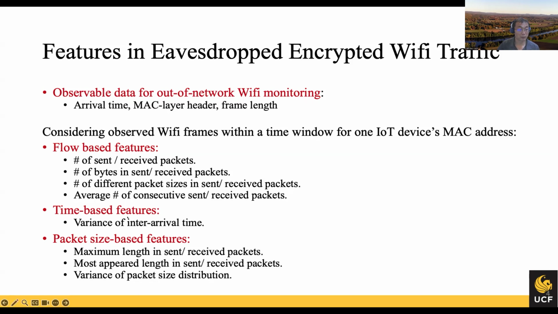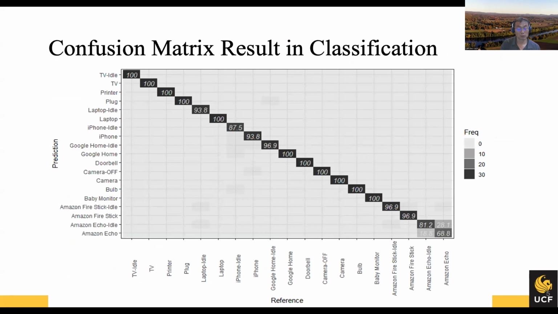Time-based features like the inter-arrival time are very important. And packet-size-based features: the maximum length in the sent and received packets, and the most frequently appearing length in the sent and received packets. Based on these features, we can build a profile for each IoT device, and then use a machine learning algorithm. You can use any machine learning. What we use in our study is random forest. You can use AI or deep learning algorithms as well.